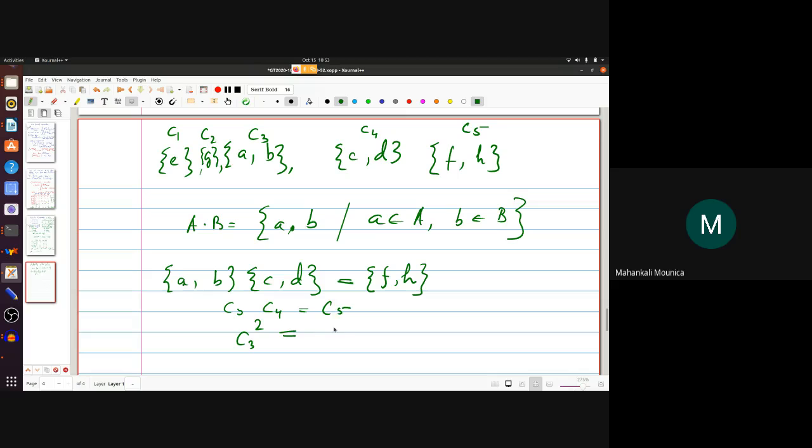It is not C1. Is it C1 or C2? Why do you say C2? Why not C1? AB times AB is A times A, A times B, B times A, B times B. It's actually C1 and C2. This plus really means the two sets taken together.